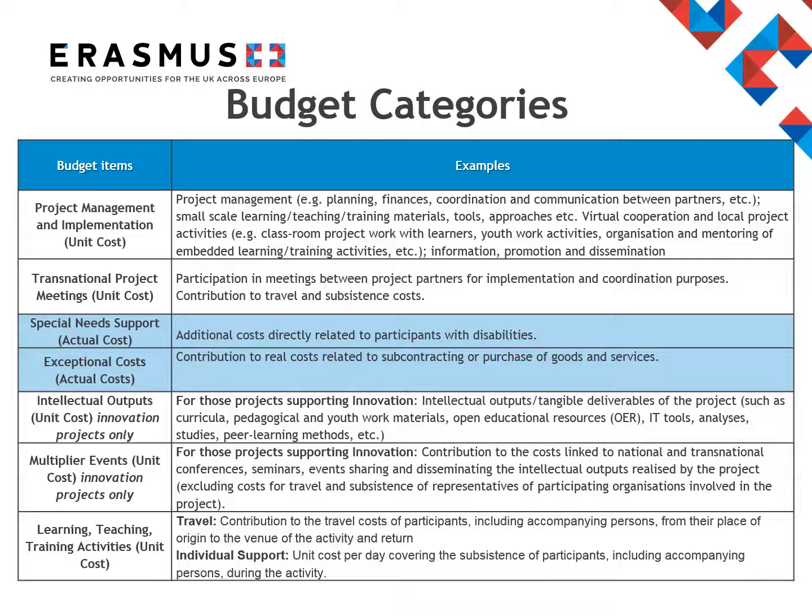This means if the activity takes place and the person travels, your project will be entitled to the full fixed rate. Actual costs work slightly different. They are based on a principle of real costs and we will only fund your actual expenditure. If you've been awarded special needs or exceptional costs, please remember that we will only pay according to receipted expenditure. Therefore, you will be required to keep receipts and invoices.